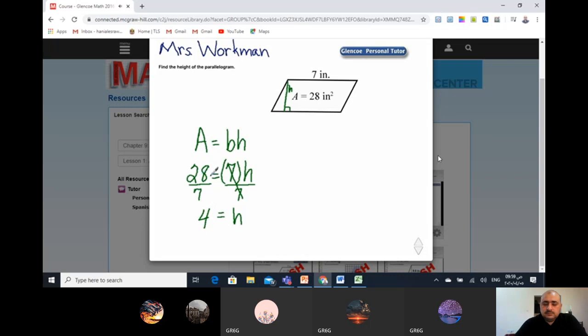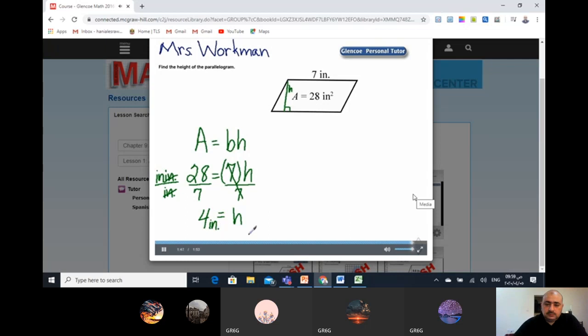Now remember, 28 was inches squared, and 7 was inches, so let me write that over here, inches squared and inches. These units divide each other out, which leaves us with 4 inches as the height of this parallelogram.